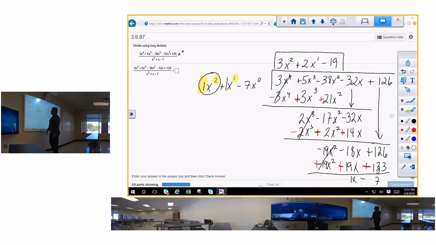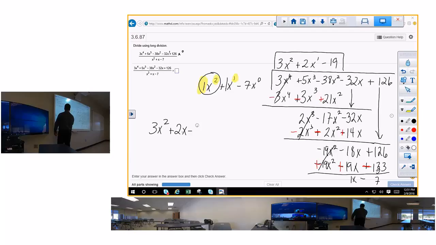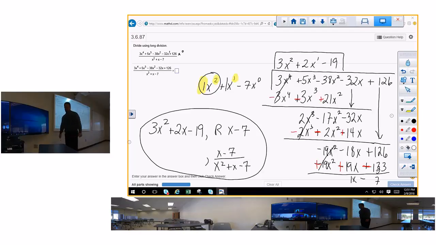So your answer is 3x squared plus 2x minus 19 with a remainder of x minus 7, or x minus 7 over x squared plus x minus 7. That's it.